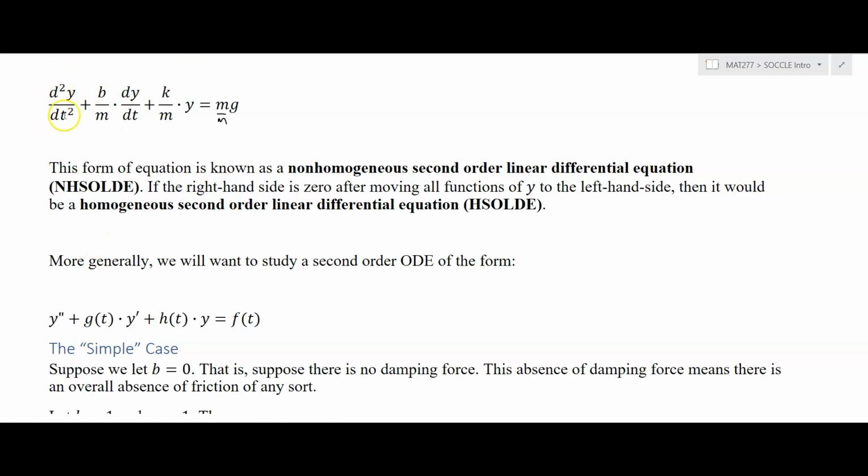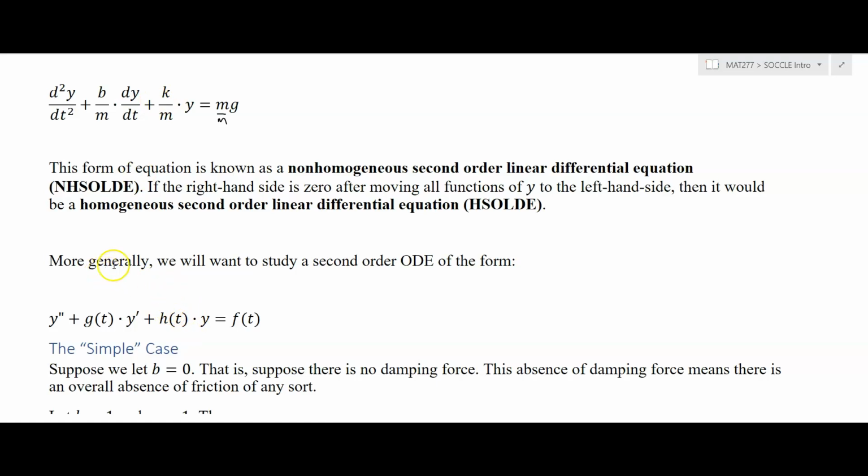Now, if you look at this and write the second derivative as y double prime, you can see that these are constant coefficients right now. The damping force, the mass, and the spring constant are all fixed in that situation. They're not functions of time.